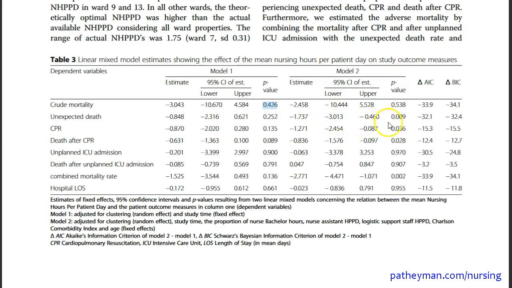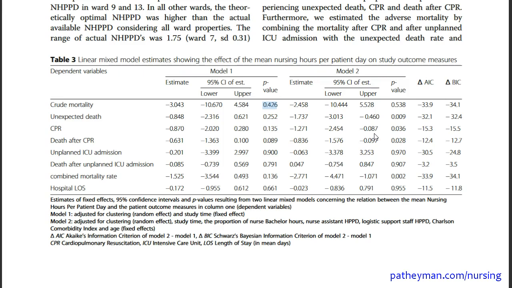unexpected death is significant. Death after CPR is not quite as significant. Sorry, that is significant, but not as significant. Whether they had CPR is significant. Whether they died after CPR is significant. And unplanned ICU admission is not. And then the rest of these were not. And then combined mortality rate was. And the hospital length of stay was not. So it looks like unexpected death, getting CPR, dying after CPR, and combined mortality, all of those were significant once you control for those other factors.